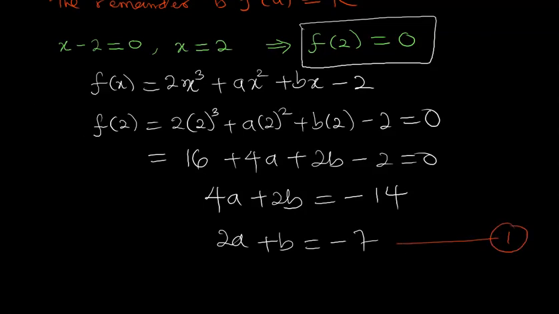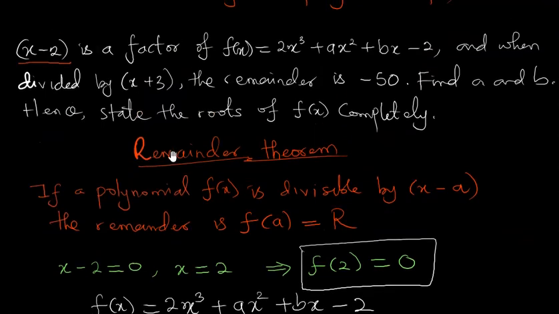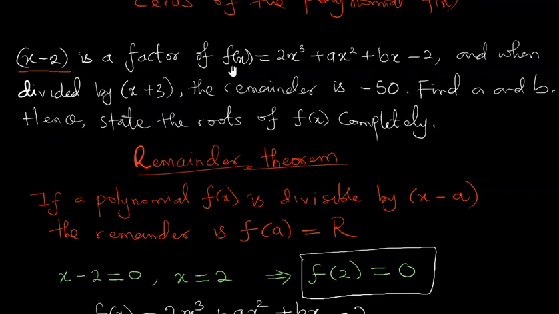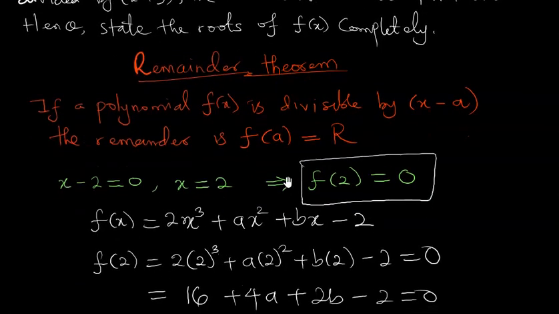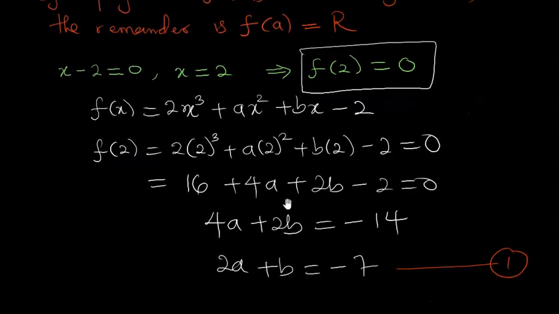What we did here is apply the statement that x minus 2 is a factor of that. We use this relationship to get equation 1 simply by substituting the value of x as 2 into the polynomial.